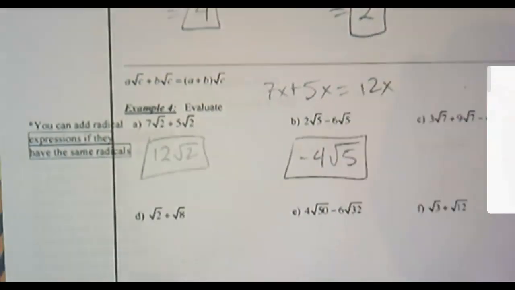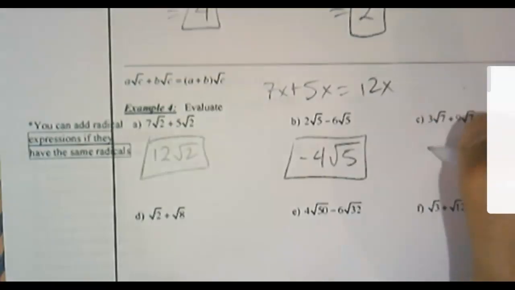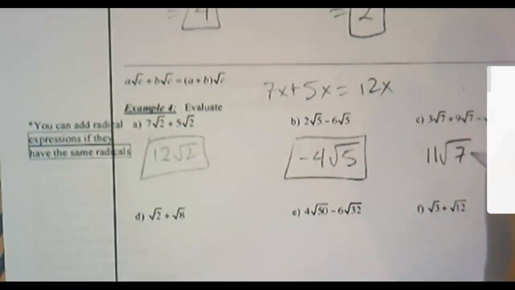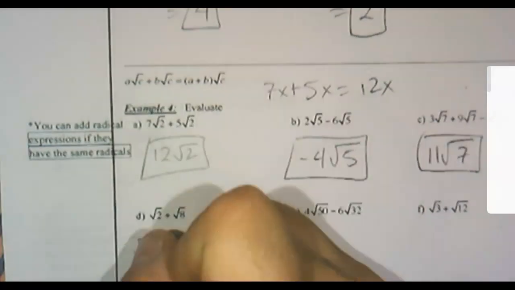Here, they're all radical 7. 3 plus 9 minus 1, right? That's 1 radical 7. 3 plus 9 is 12. 12 minus 1 is 11. 11 radical 7. The square root of 2 plus the square root of 8. You can't do that right off the bat, but you will be expected to simplify something like this.